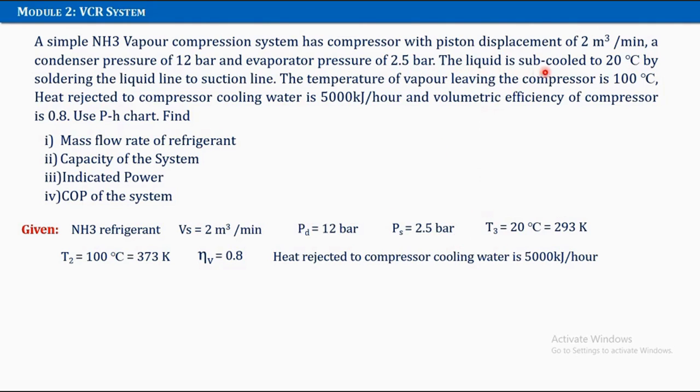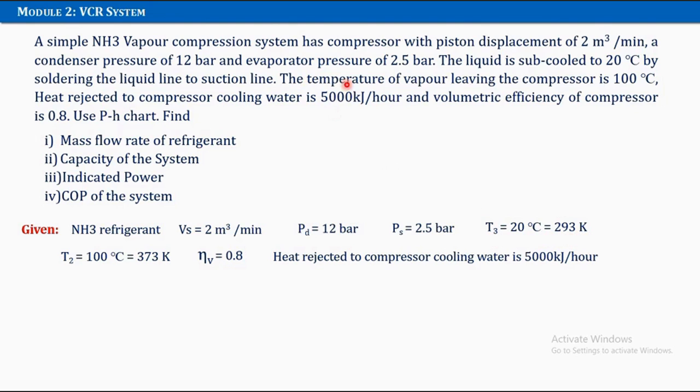Then the liquid is subcooled to 20 degrees Celsius by soldering the liquid line to the suction line. So I will indicate that point as T3. On our pH chart, that is point 3. So I'll note down the T3 temperature as 20 degrees Celsius. If I convert that into Kelvin, it comes out to be equal to 293 Kelvin.